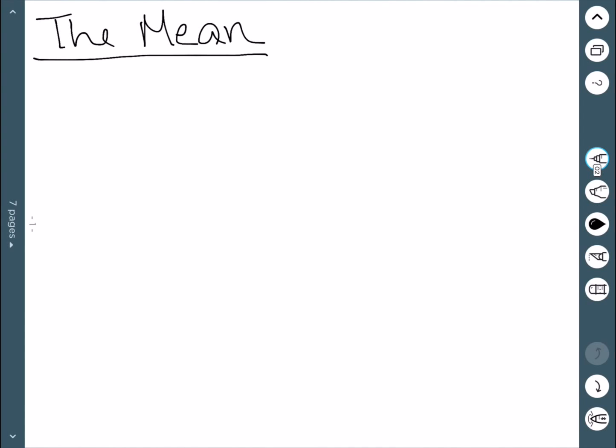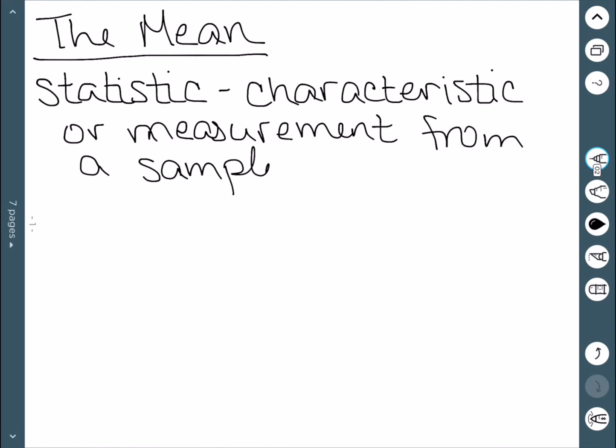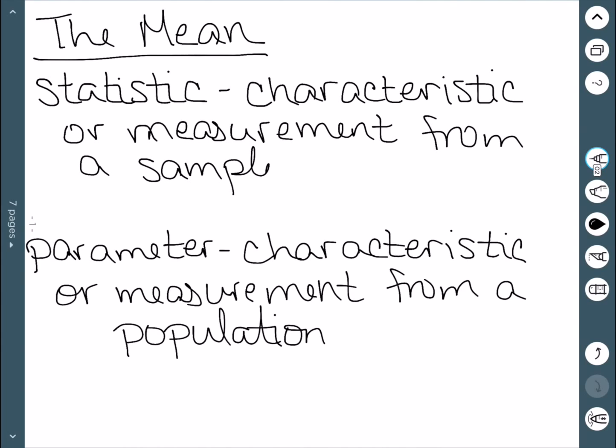We'll now look at the mean. But before we can actually define the mean, we have to define a statistic and a parameter. A statistic is any kind of characteristic or measurement that we obtain from a sample. This can be something that we actually measure from a sample or some kind of calculation we perform on a sample. A parameter, on the other hand, is some kind of characteristic or measurement that we obtain from a population. So the main difference is a parameter comes from a population, a statistic comes from a sample.